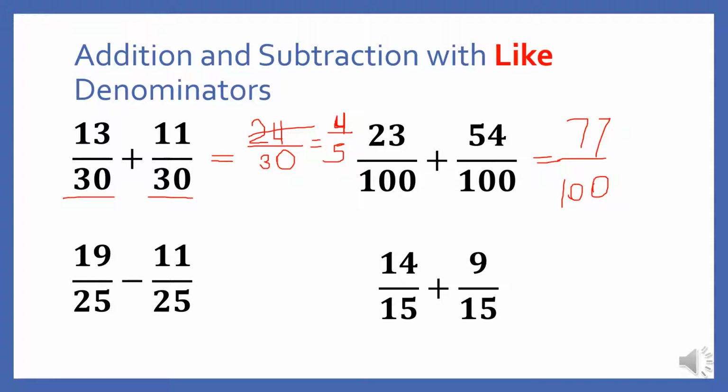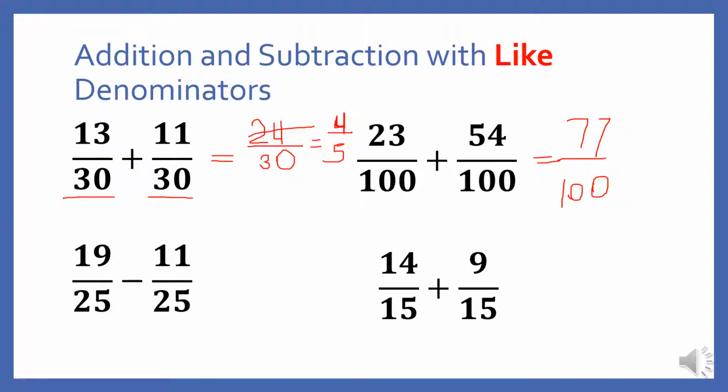Can we reduce 77 over 100? Is there a number that can go into 77 without a remainder as well as 100? No, there isn't a whole number that can do that. 7 can go into 77 11 times, but could 7 go into 100 without a remainder? No. 10 can go into 100 10 times, but could 10 go into 77 without a remainder? No. So 77 over 100 is a proper fraction, and this is our answer. This fraction cannot be reduced any further.